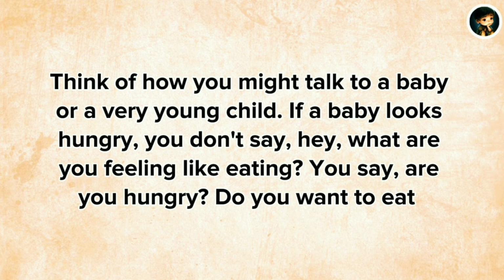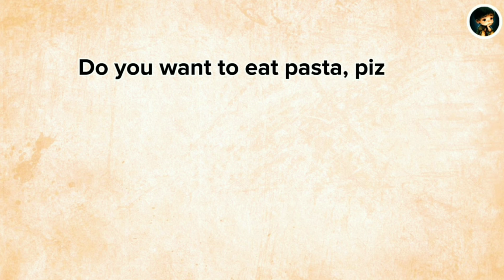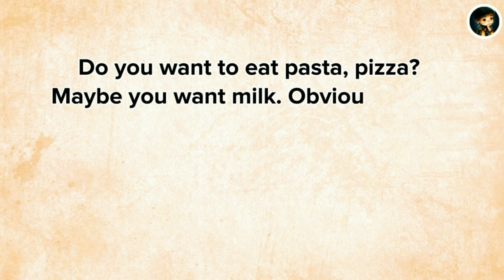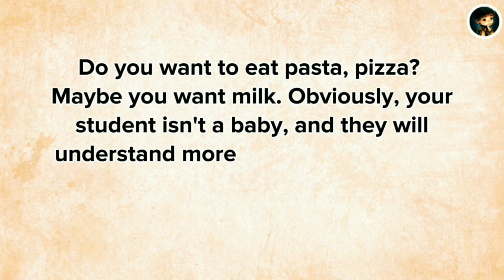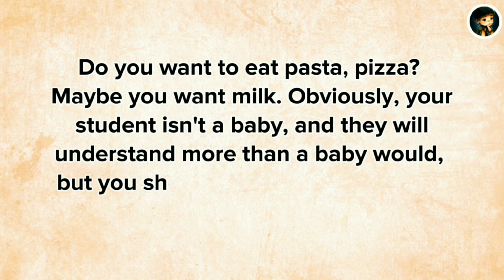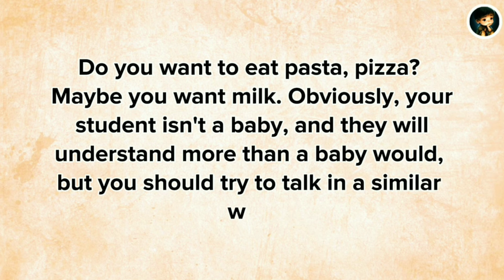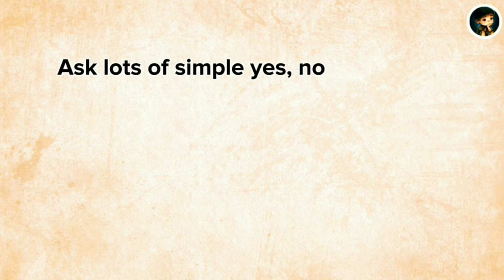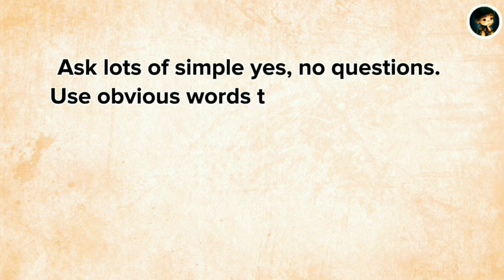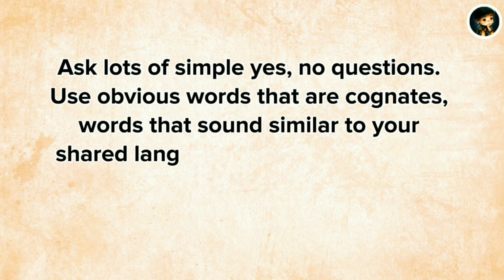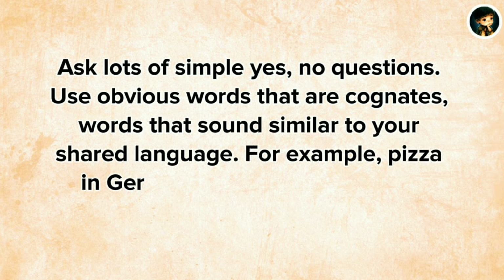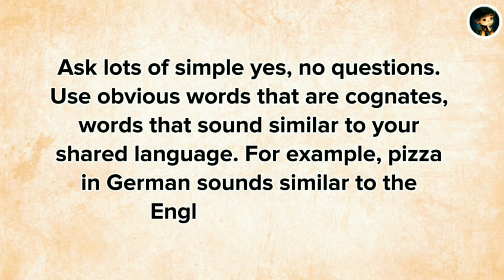Do you want to eat? Do you want to eat pasta, pizza? Maybe you want milk?" Obviously, your student isn't a baby, and they will understand more than a baby would, but you should try to talk in a similar way. Ask lots of simple yes, no questions. Use obvious words that are cognates, words that sound similar to your shared language. For example, pizza in German sounds similar to the English word pizza.